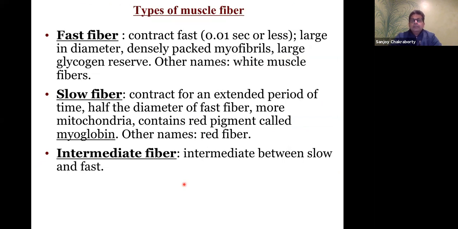Now the final thing, there are different muscle fibers, depending on how fast they can work. So we have three different types of muscle fiber: fast fiber, slow fiber, intermediate fiber. Now let me give you an example first, then you will understand this, okay?